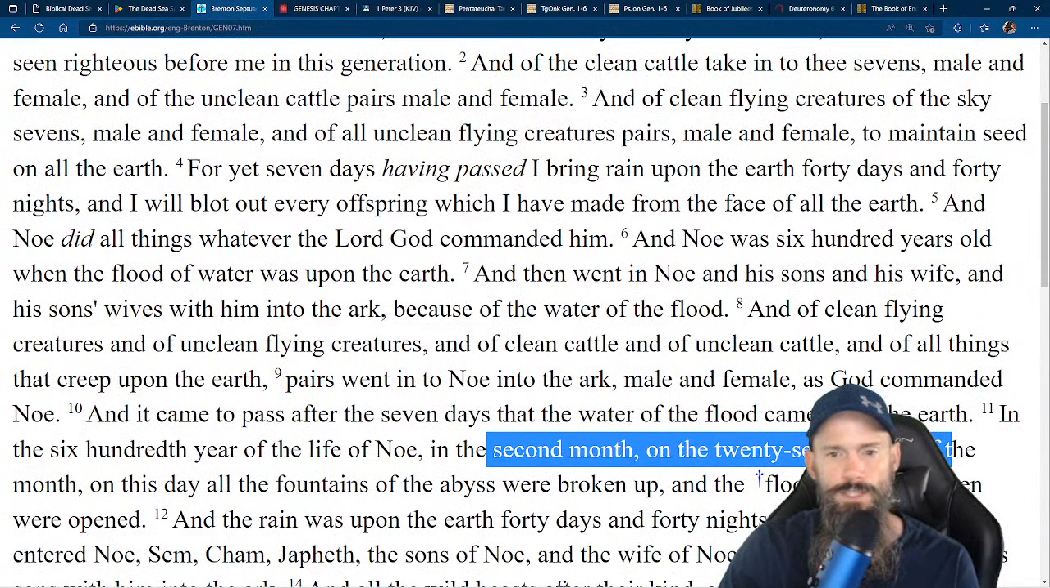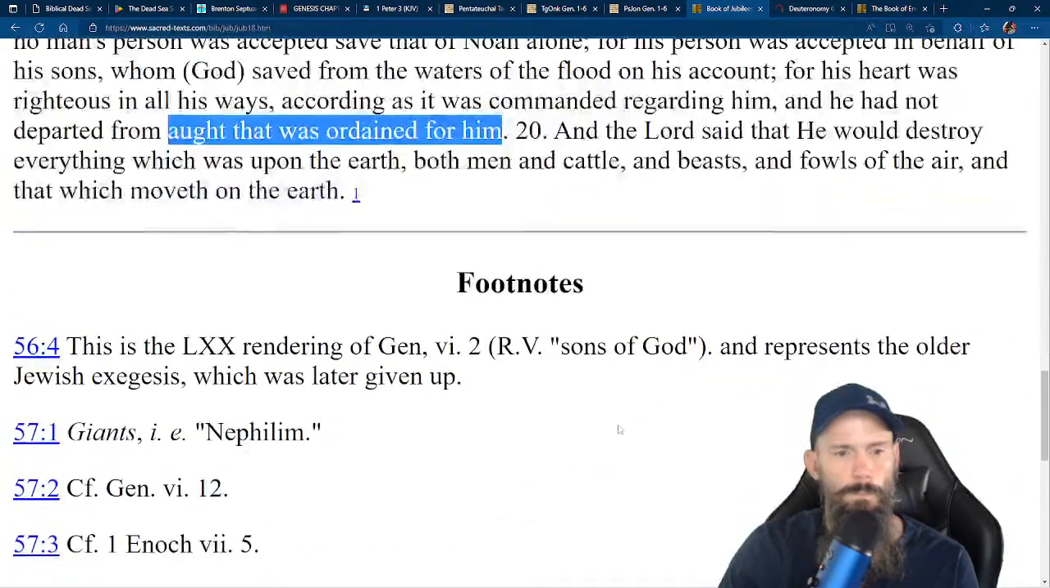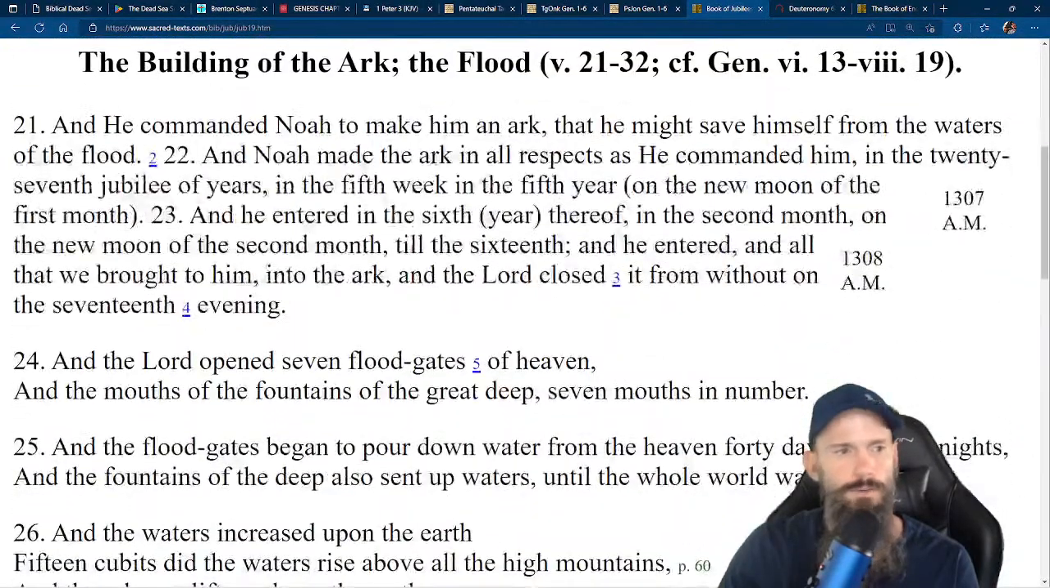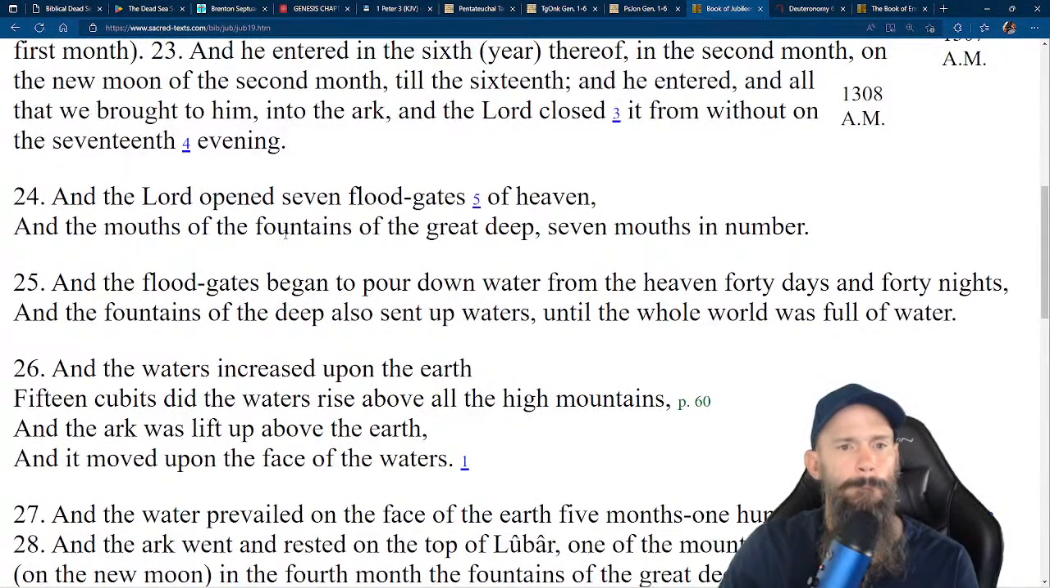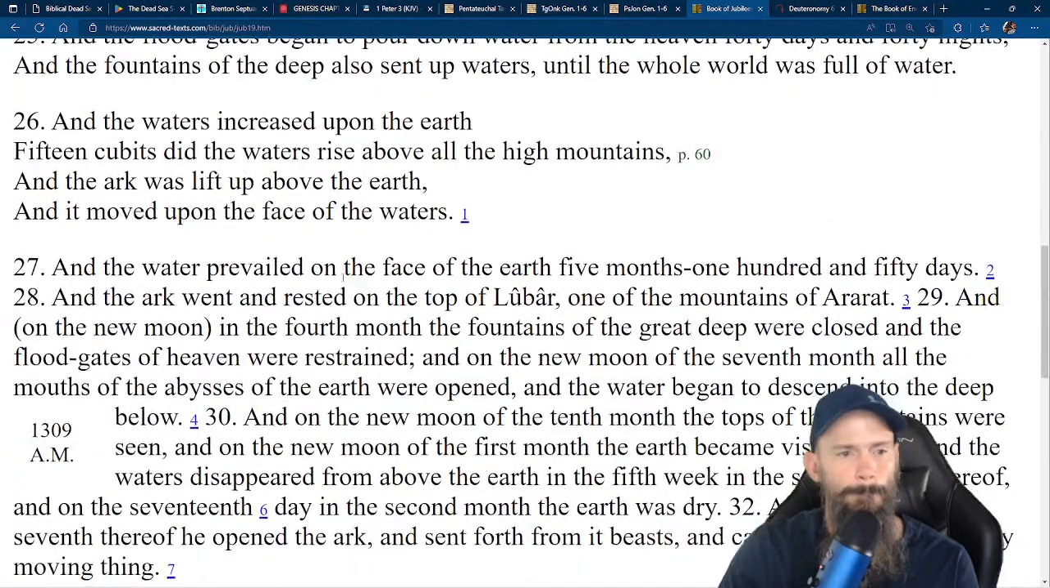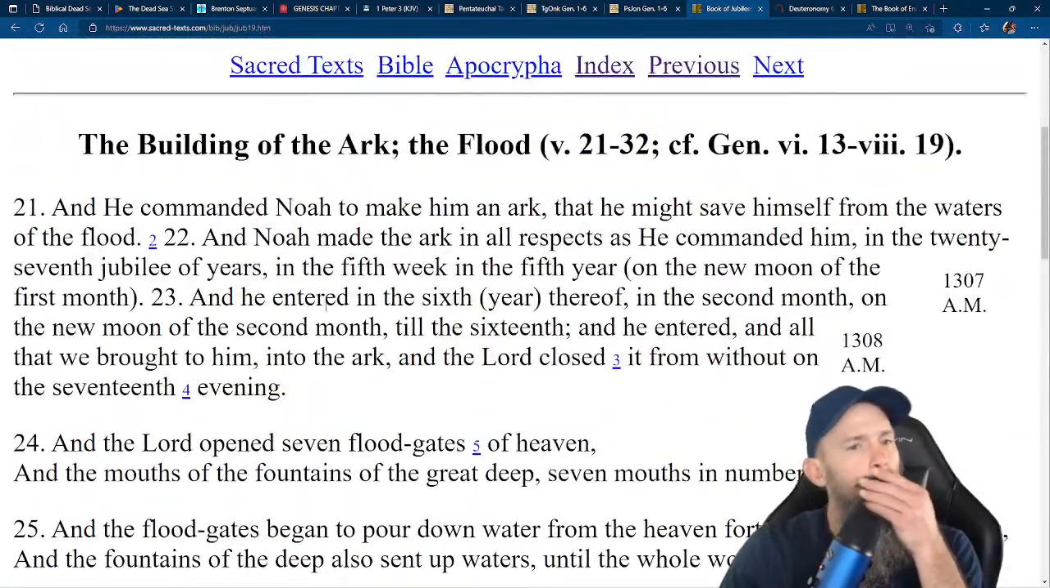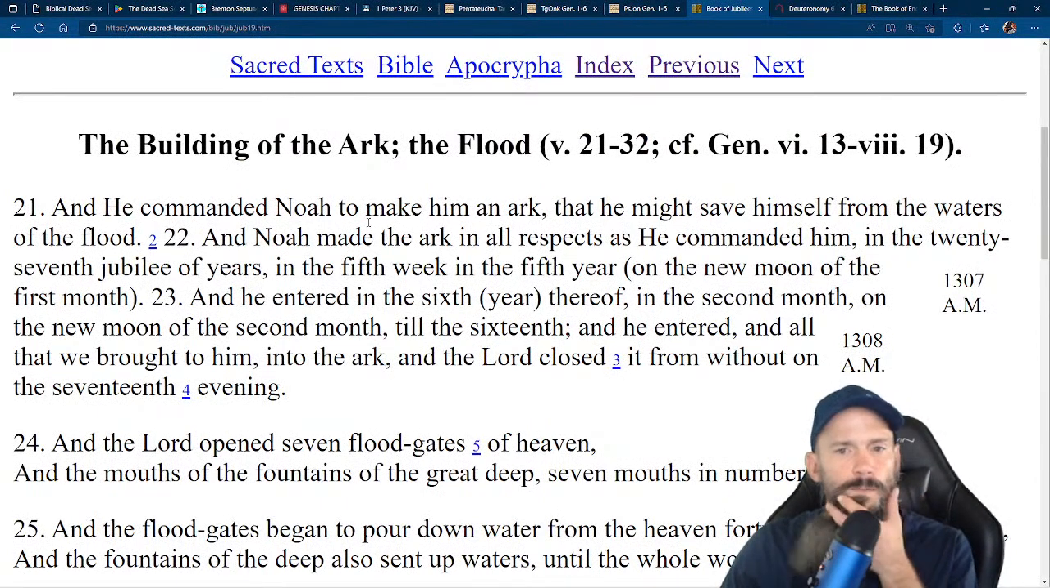In the 2nd month, 27th day. It's interesting here. It says the second month. The new moon of the second month till the 16th. He entered, and all that we brought to him into the ark, and Yahuwah closed it on the 17th evening. And Yahuwah opened the 7 floodgates of heaven.